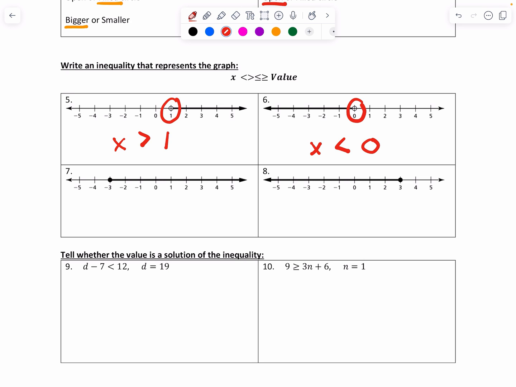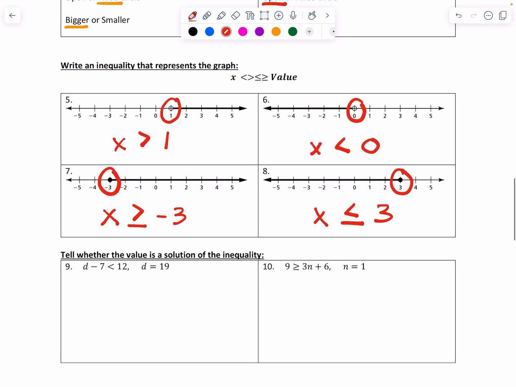On number 7, my special point is -3. So my x values are being compared to -3. It's to the right, so it's greater than. And see how it's filled in, or equal to. So this is all x values greater than or equal to -3. Next problem, critical point right here is 3. My x values are all x values to the left of 3, all x values less than 3. See how my circle is filled in on the graph? That means it's less than or equal to.